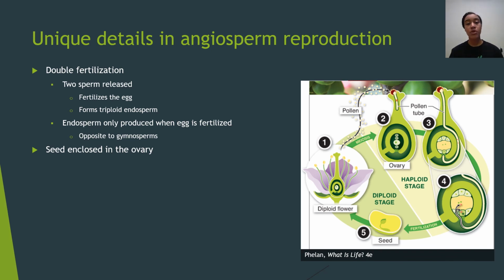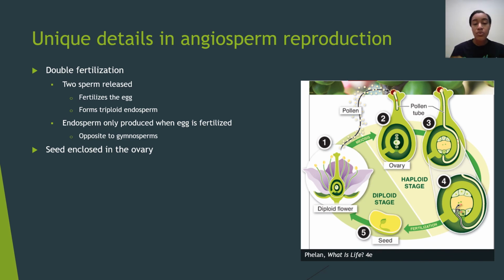And also in angiosperms, the endosperm is not produced until it's fertilized. So in gymnosperms, they are already producing an endosperm, and if that egg is not fertilized, then the endosperm is just lost. But in angiosperms, you must have a fertilization event for the endosperm to start to form, and this is really good at conserving energy until it's actually needed on behalf of the plant.